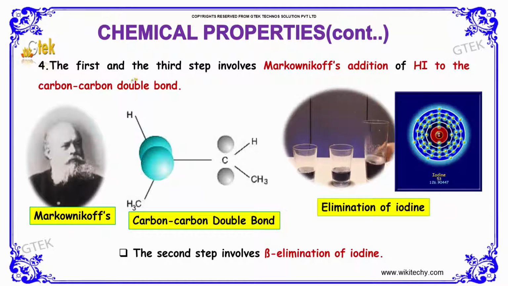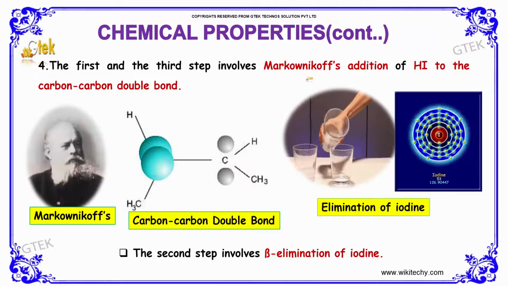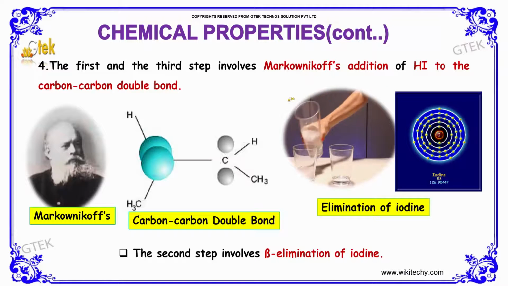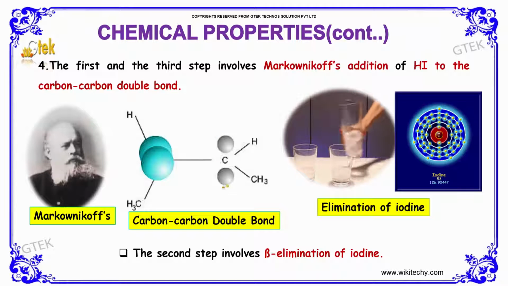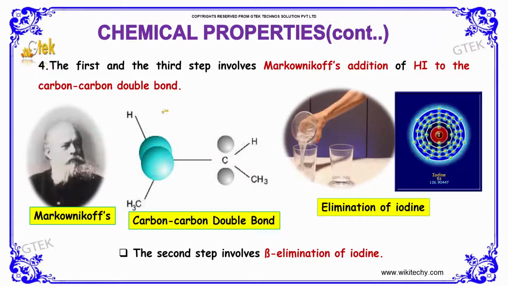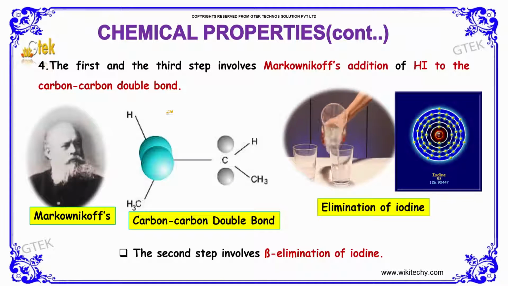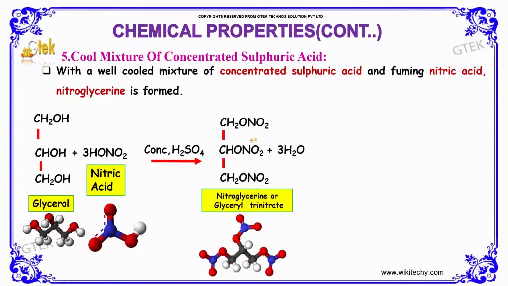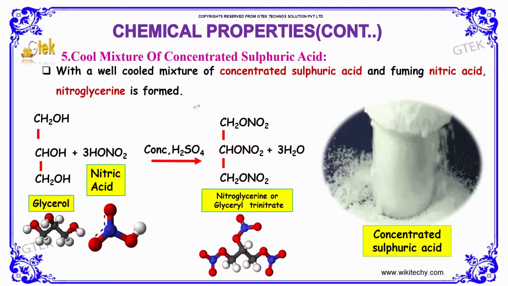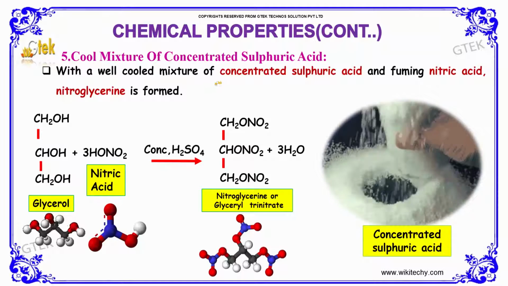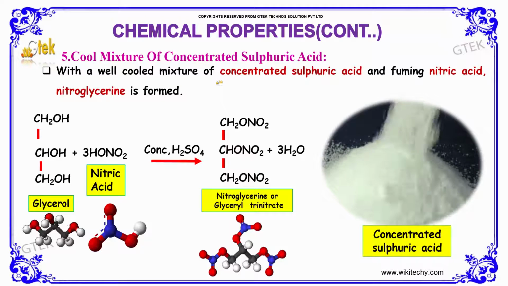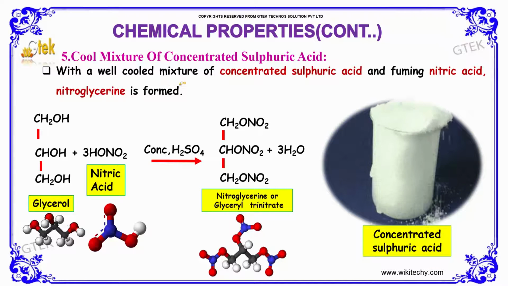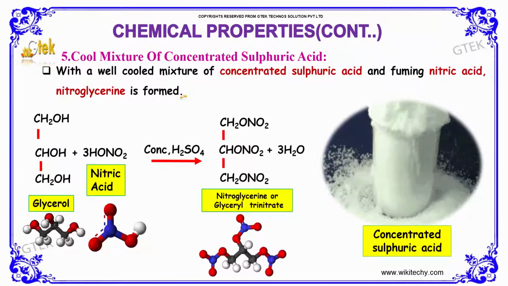The first and the third step involve Markovnikov's rule where HI is added to the carbon-carbon double bond. The second step involves the beta elimination of iodine. The fifth chemical property deals with the cool mixture of concentrated sulfuric acid. With a well-cooled mixture of concentrated sulfuric acid and fuming nitric acid, nitroglycerin is formed.